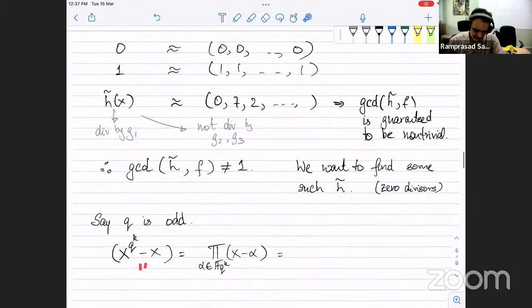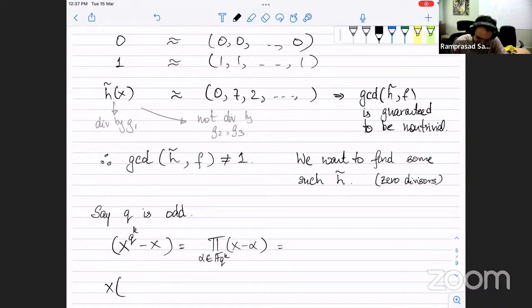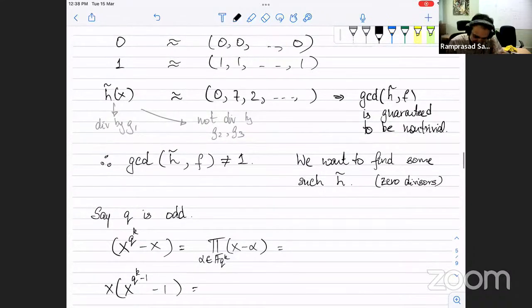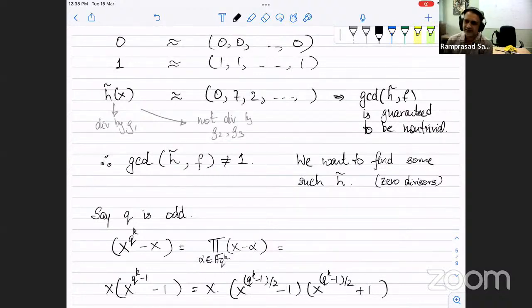So let's try and split this in some stupid way. I know for a fact that it can be written as x into (x^(q^k minus 1) minus 1). I've not done anything in particular. And now I know that if q is odd, this exponent is even. So this thing looks like something like, I don't know, x^48 minus 1 or something. Whenever I see x to an even power minus 1, there is a natural factorization that you just feel like writing down, which is x times (x^((q^k minus 1)/2) minus 1) and (x^((q^k minus 1)/2) plus 1). I'm just doing a squared minus b squared is (a minus b) into (a plus b). Nothing fancy has happened so far.